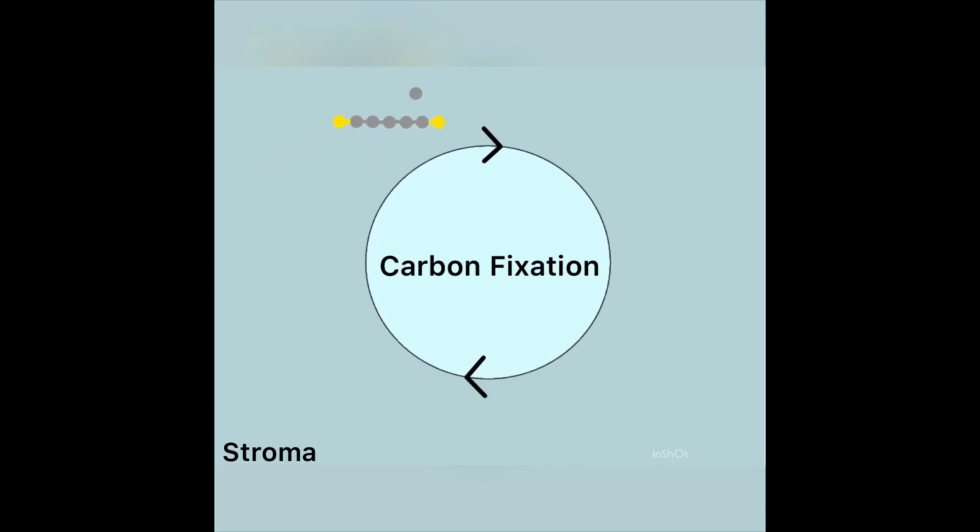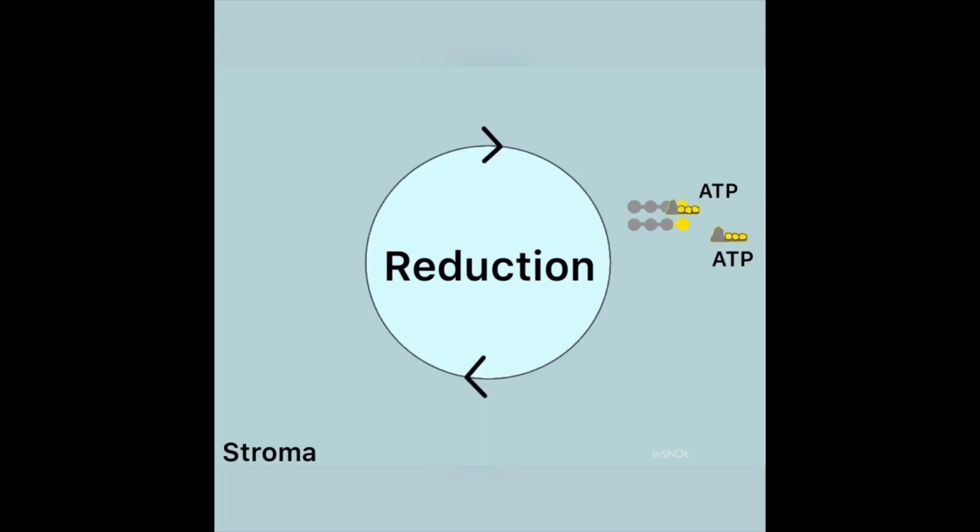In this process, an enzyme called rubisco binds carbon dioxide to RuBP. This creates a short-lived 6-carbon molecule that almost immediately splits into 2 molecules of 3-PGA, which is a 3-carbon molecule with a phosphate on one end. Next, the reduction phase begins.